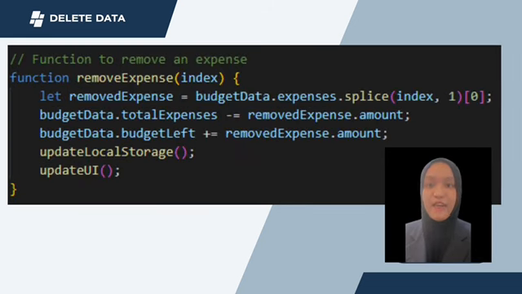Okay, so this is the delete function code. The removeExpense function is triggered when a user clicks the remove button next to an expense item. It takes the index of the expense to be deleted as a parameter and removes that expense from the budgetData.expenses array. The total expenses and budget left are then updated accordingly, and the local storage is updated with the modified expense data. Finally, the UI is refreshed to reflect the changes.